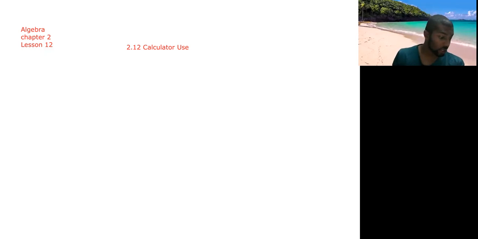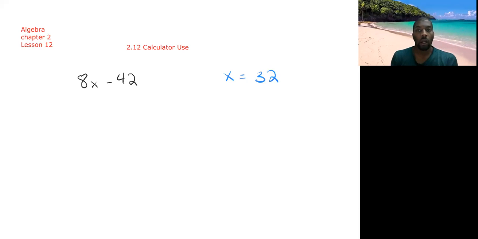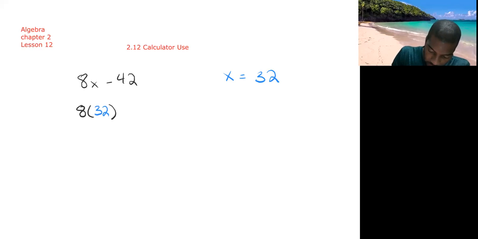If they give us an equation, let's say like 8x minus 42, and they want you to solve it, and they tell you that x is equal to 32. Well, it's a simple system. All you really need to do is find where your x is and replace it with what they told you your variable is. So here they said x was 32, so all I'm going to do is replace the x with 32. I'm going to fill in the rest of this.